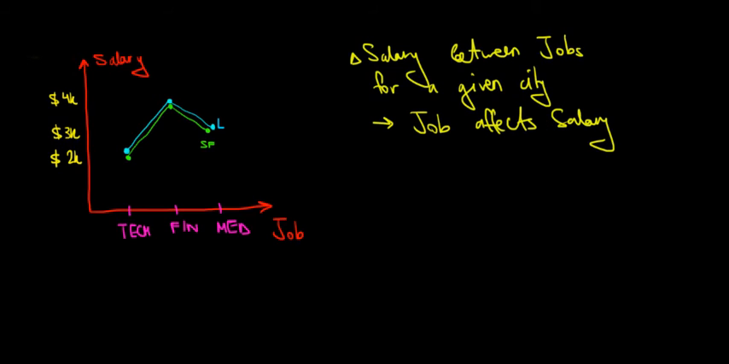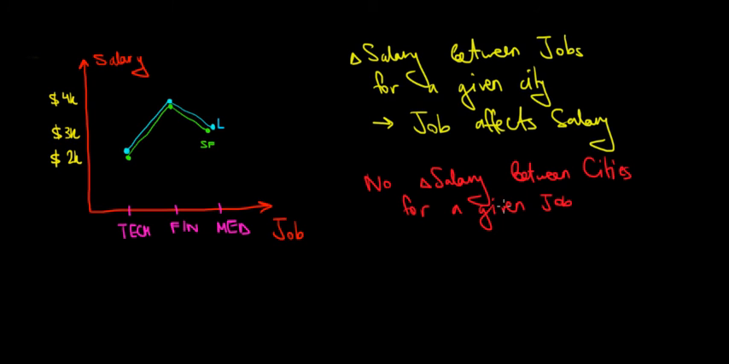Now let's interpret the same way for the city. We can see that we have no difference in salary between the cities. We saw that for any given industry, the average salary is the same in London and San Francisco. So we have no difference in salary between cities for a given job type, meaning that there is no effect from city on salary. The variable city does not affect salary. Let's leave it like that in this video. In the next video, we'll go on.